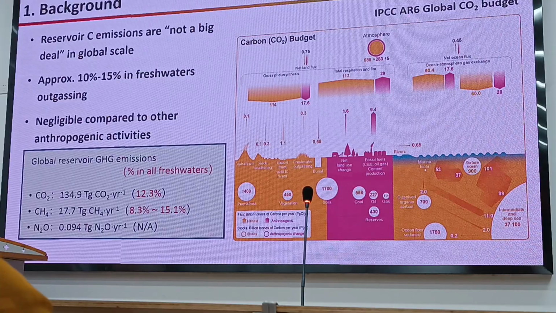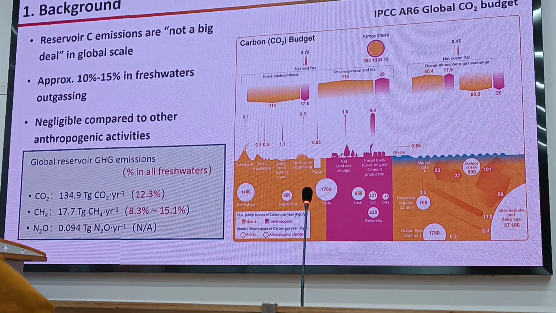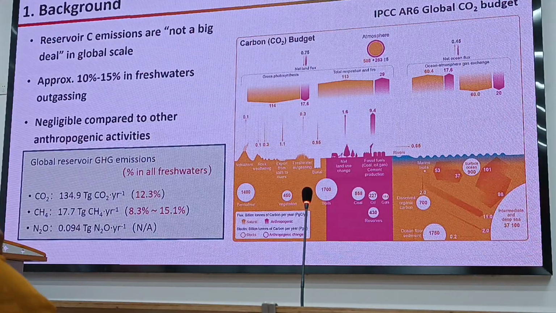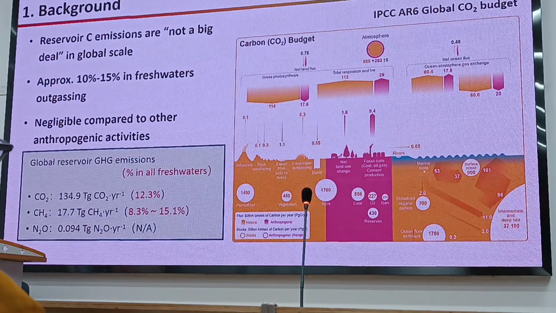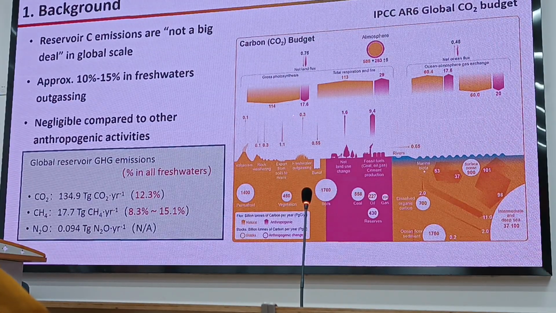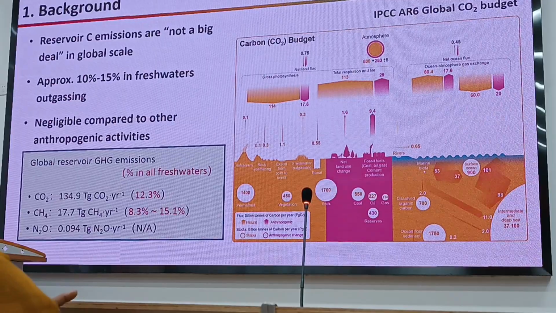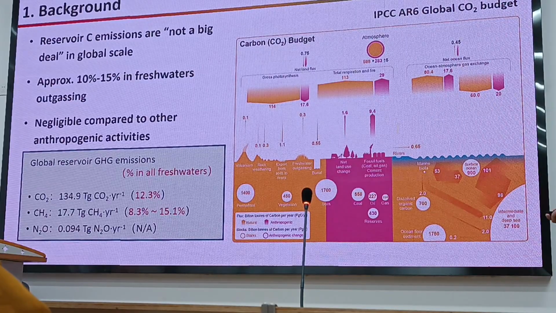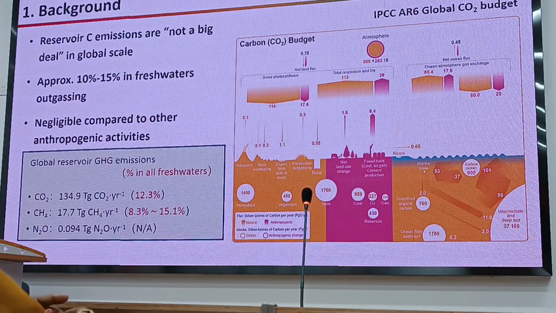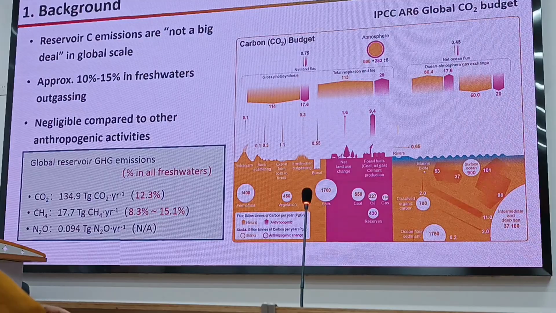You'll see that this is IPCC Assessment Report 5, that the freshwater outgassing of carbon dioxide is only 0.3 petagrams of carbon per year. And compared to fossil fuels, it's a very, very small percent. So it's not a big deal. So damming accounts for about 10 to 15% of freshwater outgassing. And it's negligible compared to other anthropogenic activities, for instance fossil fuels or net land use change and some others.